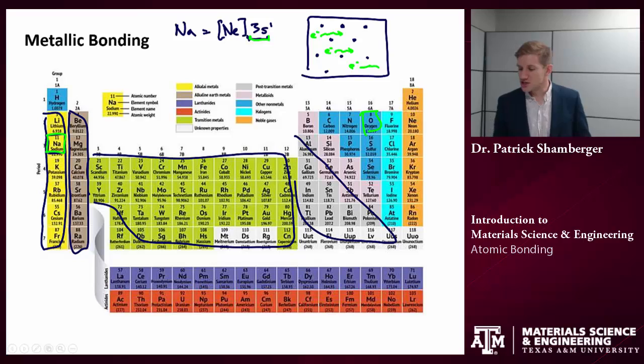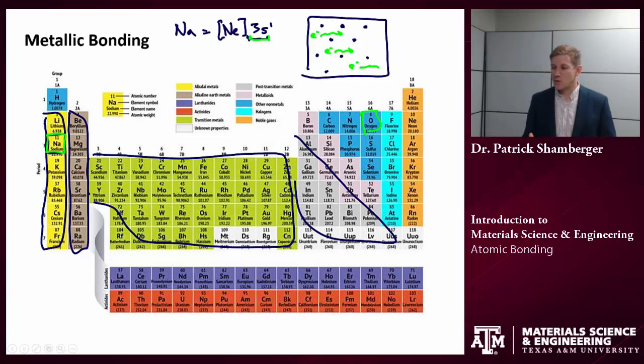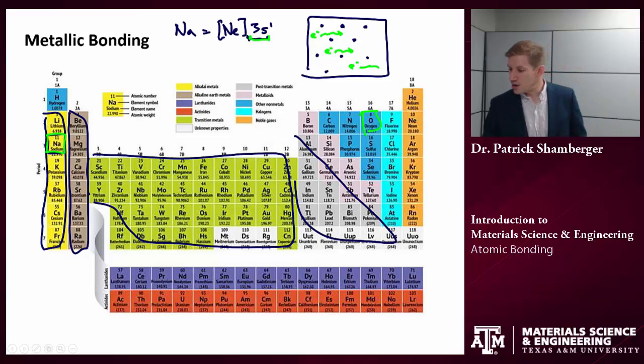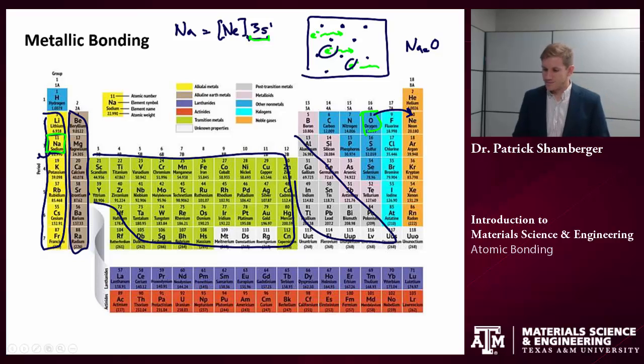Well, remember, oxygen has a strong electronegativity. It wants to grab some of these loose electrons. And in this case, oxygen would steal 2 electrons, sodium would give up their electron, and I would have an ionic solid that looks something like this, Na2O.